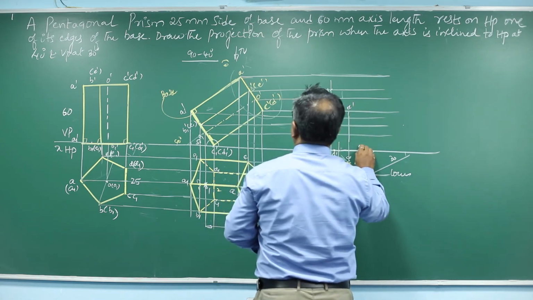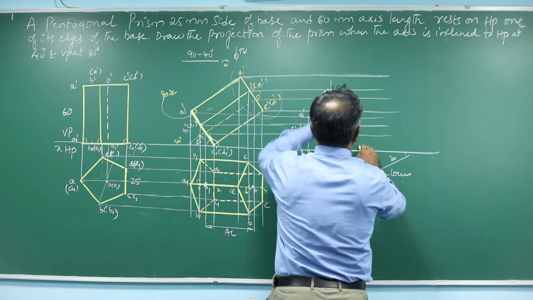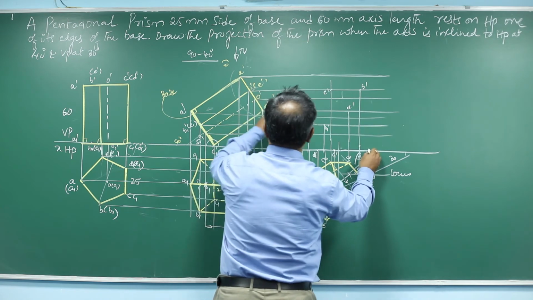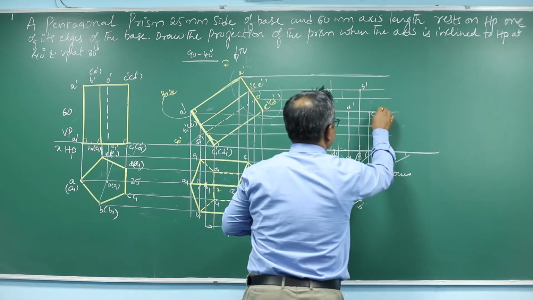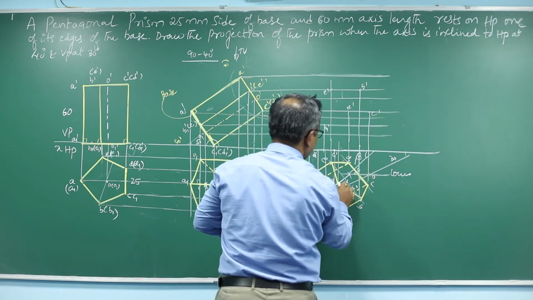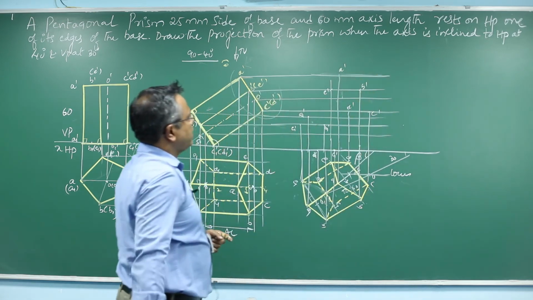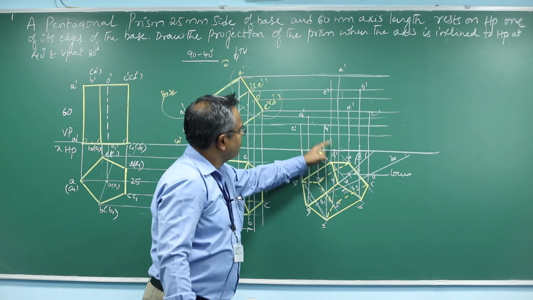There is a projector of B. B is here. You draw a projector from B. Similarly, draw a projector from C. C intersecting here. Draw a projector from D. Draw a projector from A. A is here. See, I'm projecting all the points, right? A, B, C, D, E. Here also A, B, C, D, E.